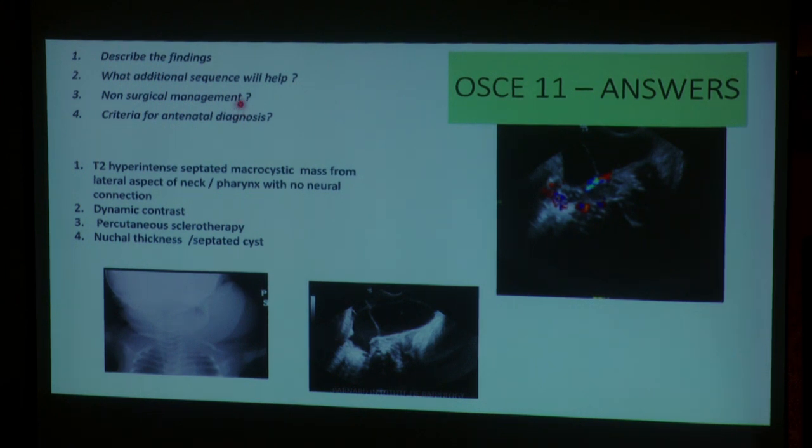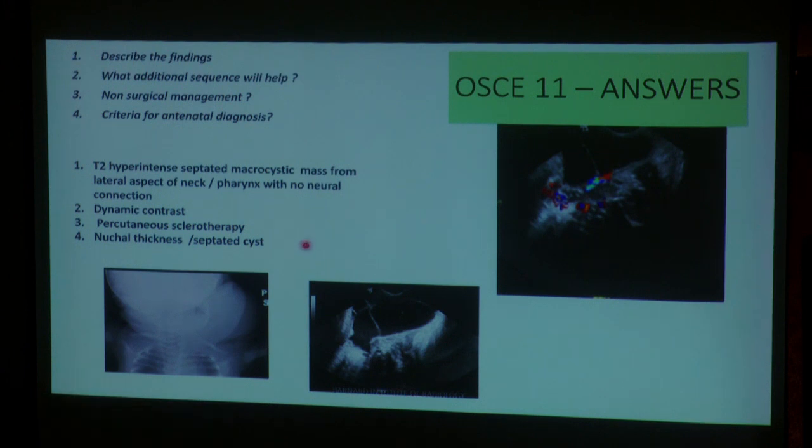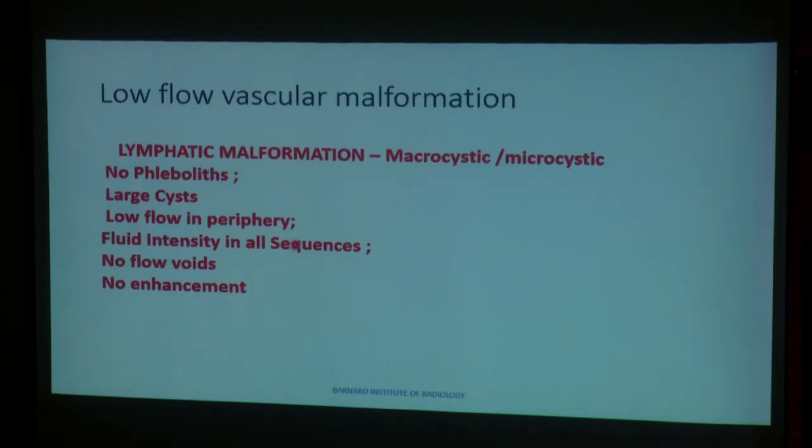And the non-surgical management is percutaneous sclerotherapy under ultrasound guidance. Of course, not for such large lesions, but other low flow malformations we can do a percutaneous sclerotherapy. And in the antenatal period, you should look for the nuchal thickness or the septated cyst during the 11 to 13 weeks scan. So what's a low flow vascular malformation? It could be lymphatic or venous. It could be macrocystic or microcystic. There will be no phleboliths.